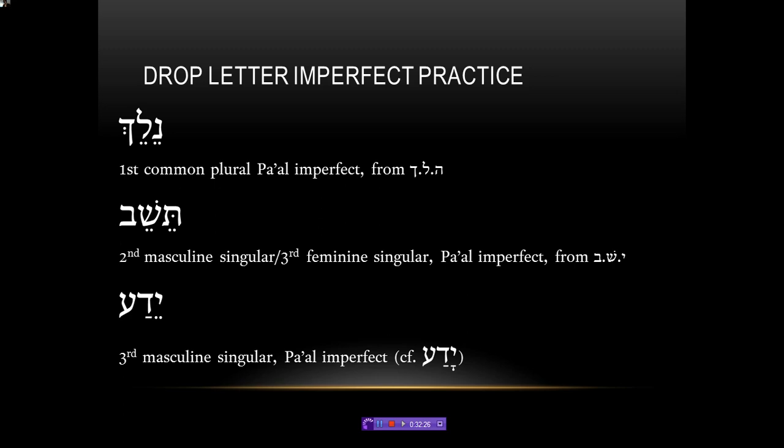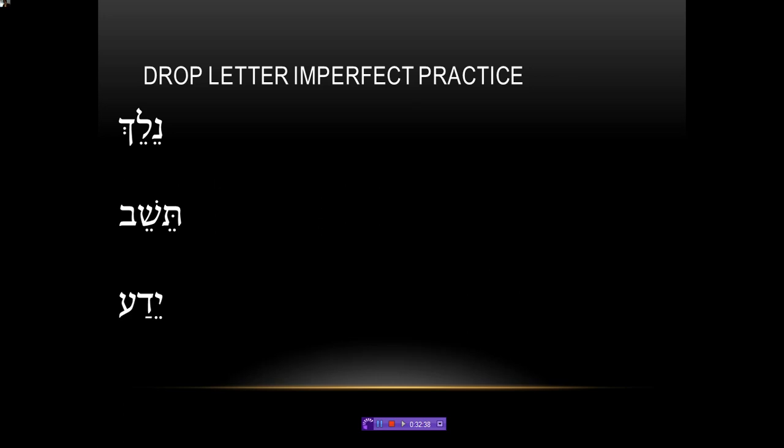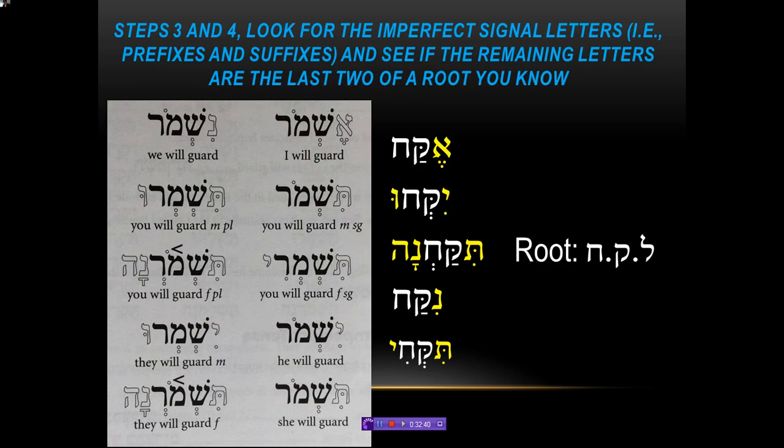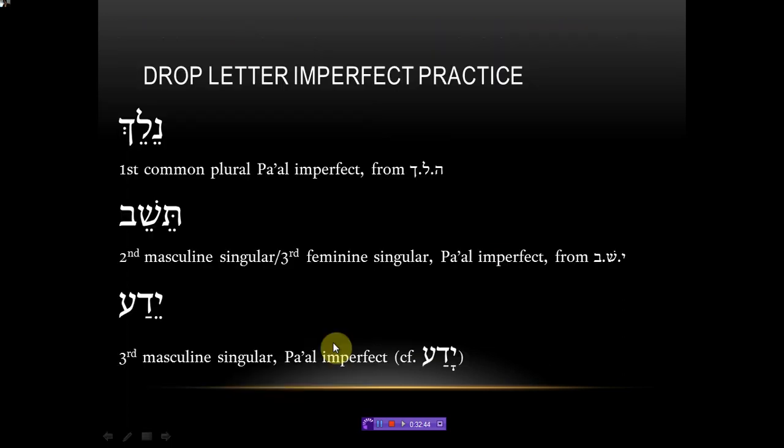Now, what's a little bit horrible and terrible for us about this one is that the prefix is the same as the root, right? Yod. This is the third masculine singular, and remember, back to the chart, the third masculine singular has a yod here, but that is also the first letter of the root, right? Yod, dalet, ayin. So this is a little bit tricky.